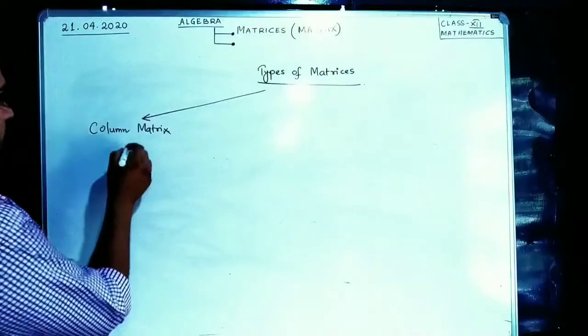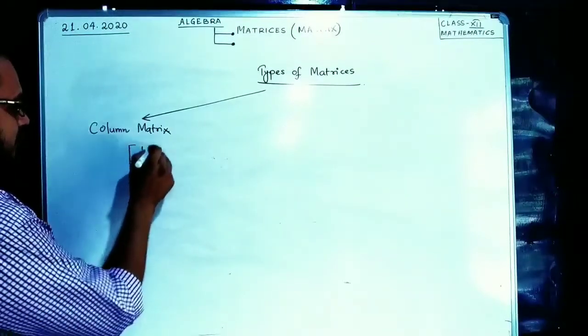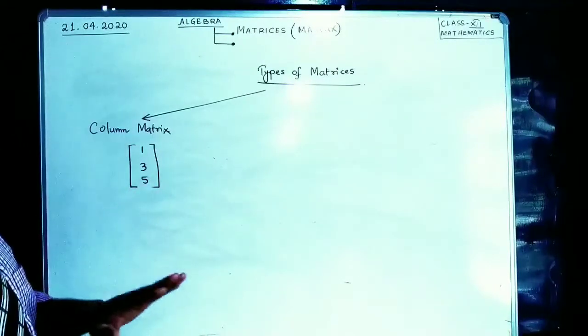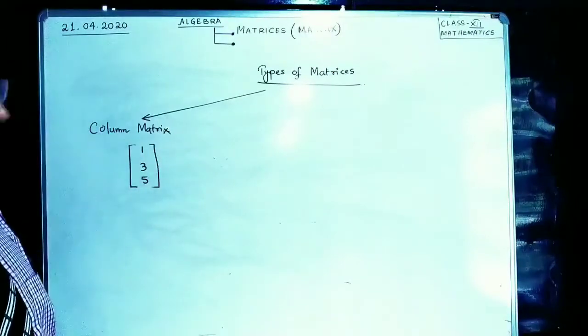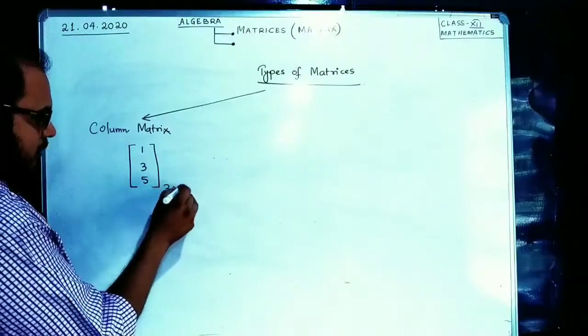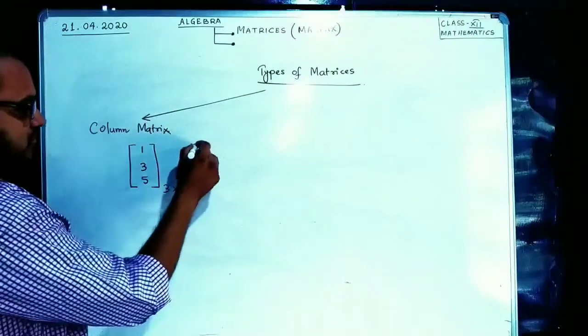So a column matrix looks like this: 1 3 5. It can have as many rows as possible, but the main characteristic feature of a column matrix is that it has only 1 column always. So here the order of this matrix is 3 by 1. Remember, it is R by C, so C is always 1 here. This is another example of a column matrix.